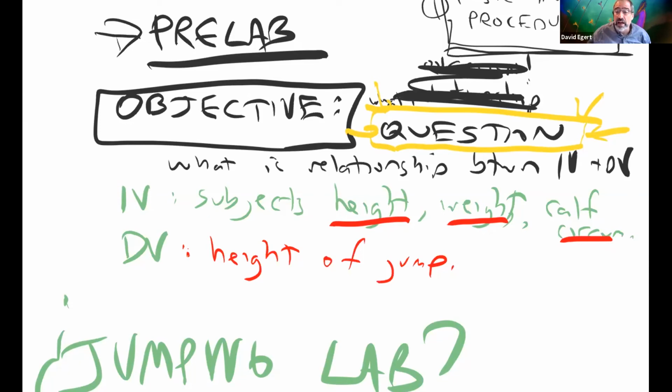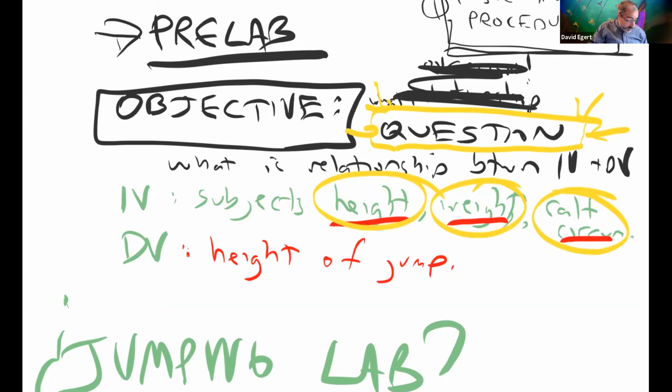Or there's not one correct statement, but it should just be a very simple, concise question that relates how these independent variables are related to our dependent variable. And again, it's a question. You don't know what the answer is yet.